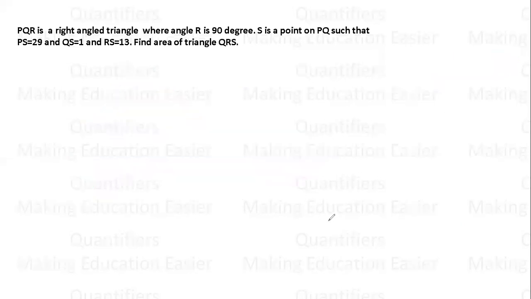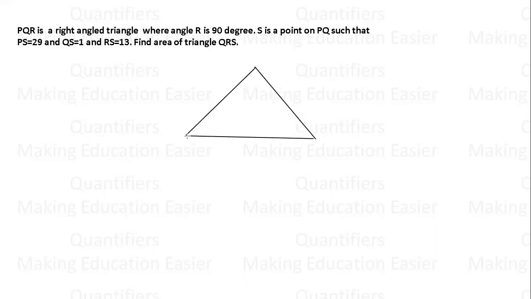Now let us come to the question. So angle R is 90 degree. PQR is a triangle. You can start from anywhere. Let's say this is P, this is Q, and this is R. And angle R is given 90 degree. S is a point on PQ such that PS is 29. So if PS is 29, QS is 1. So that means S will be somewhere here.